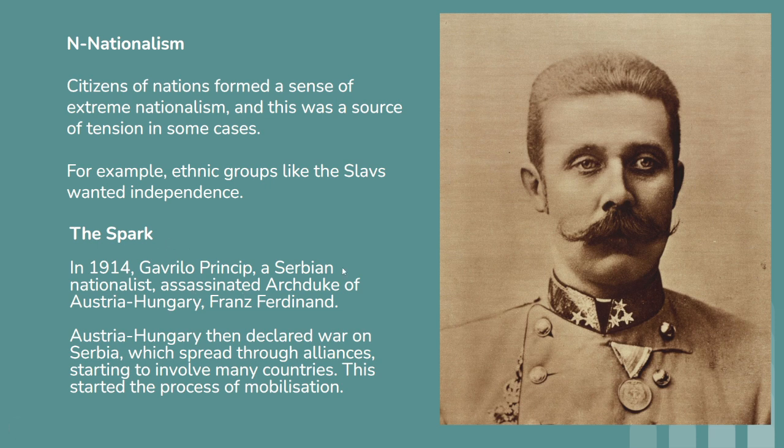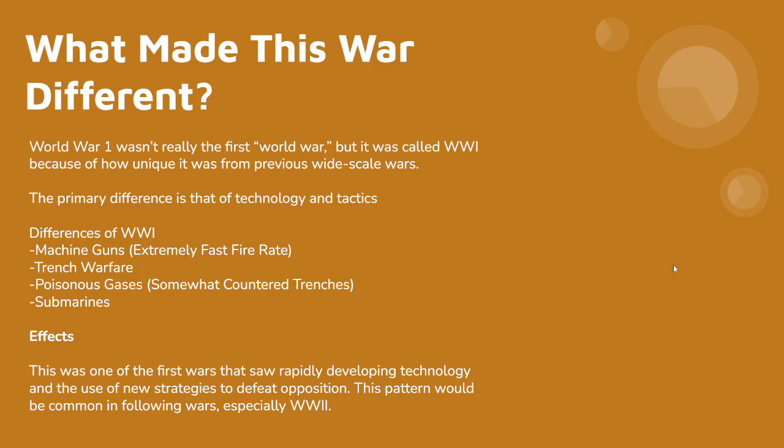In 1914, Gavrilo Princip, a Serbian nationalist, assassinated Archduke of Austria-Hungary Franz Ferdinand. Austria-Hungary then declared war on Serbia, which spread through alliances, starting to involve many countries. And then, obviously, the process of mobilization started.